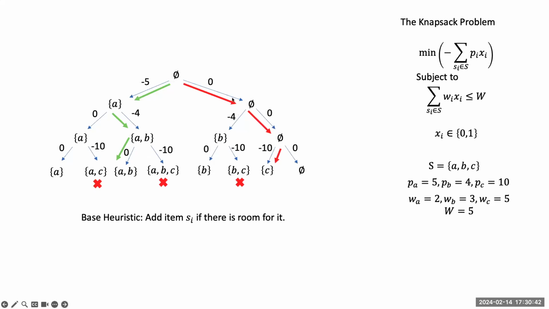And I marked this one here in red. This is the optimal, not tour, but bag assignment. So it turns out if you put in C by itself, then you fill up the weight limit of the bag, but it has profit of 10. And if C is in there, you can't add either of these other items because it would exceed the weight limit. On the other hand, if you put A and B in your bag, then you meet the limit, but the profit is only 9. So the optimum trajectory is this one here.